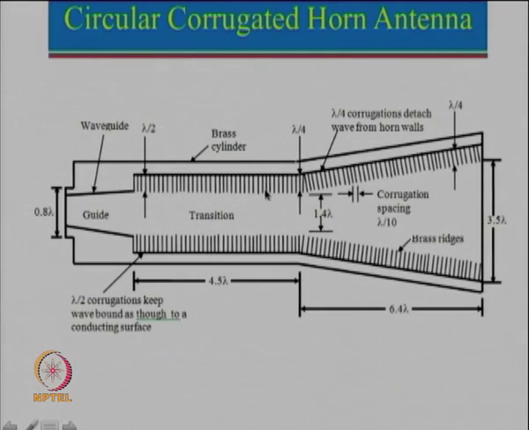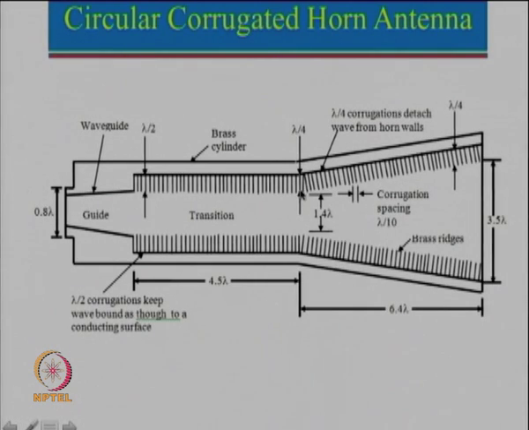The basic reason is that when we take this lambda by 2, it almost acts like a short circuit, so the wave sees continuity. Then slowly these dimensions are changed instead of abrupt changing. In fact, there are some applications where they don't even use this particular section at all. They straightway go continuous from here to here, and then they use lambda by 4.